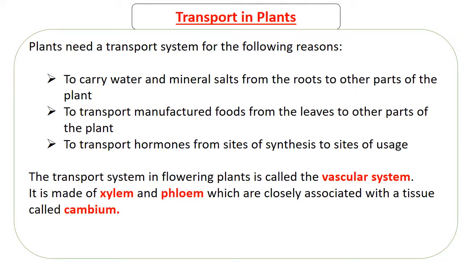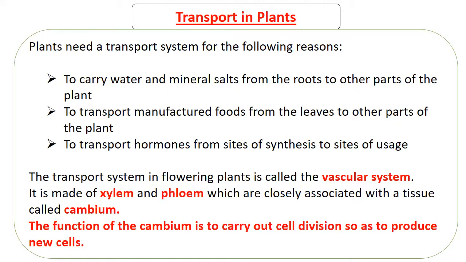We know the function of the xylem and the phloem tissue. The xylem tissue transports water and mineral salts from the roots to the upper parts of the plant, while the phloem transports manufactured foods from where they are made to where they are needed. What about the cambium? The cambium is not really involved in transportation of anything. It is just responsible for production of new cells. So the function of the cambium is to carry out cell division so as to produce new cells.